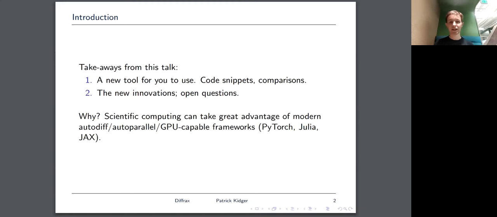For those of you who aren't familiar, by the way, JAX is one of the big machine learning frameworks. I realize it's not quite as well advertised as PyTorch. But in any case, the point is that we have these big machine learning frameworks and everyone is using them to train their neural networks and so on.